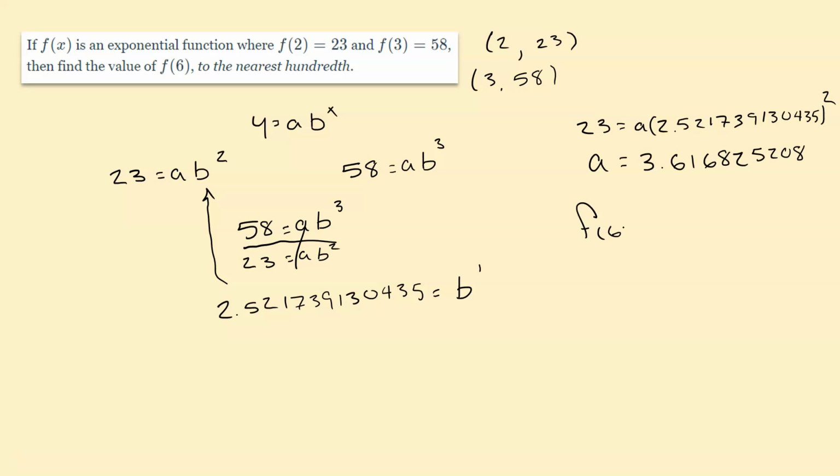So now we know our a value and our b value. So a value multiplied by the b value, and we want to raise it to the 6th power now. We're plugging in 6 for x, so that is what we are trying to find. So I'm going to go ahead and raise this number to the 6th power, and I got 257.1585364. Now multiply that number by 3.616825208.